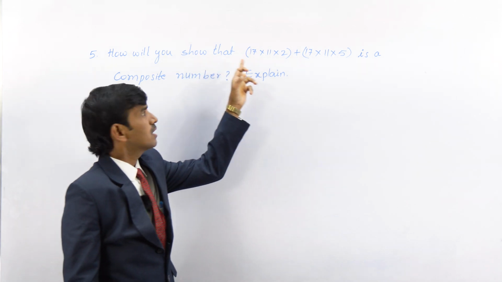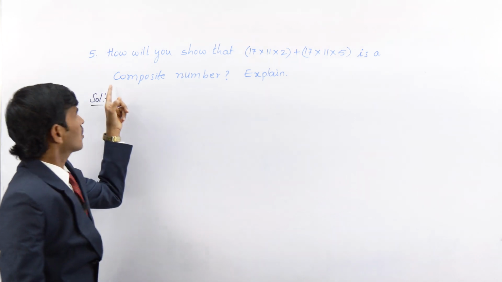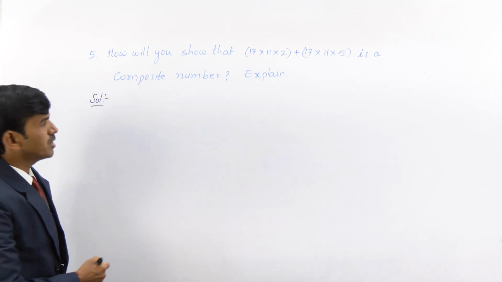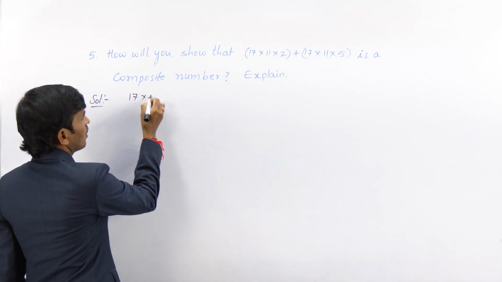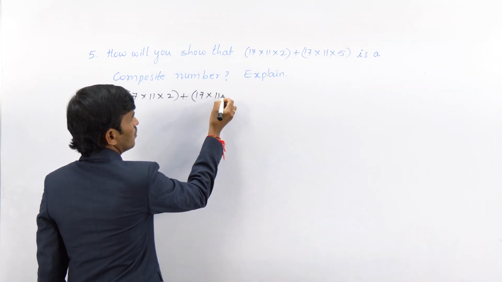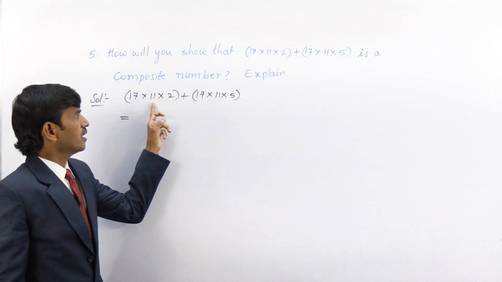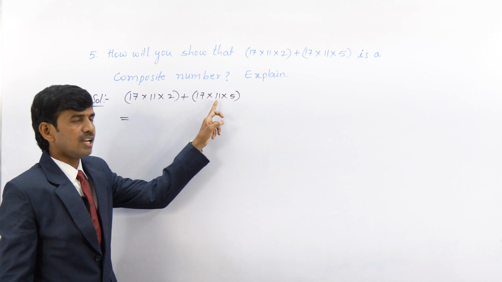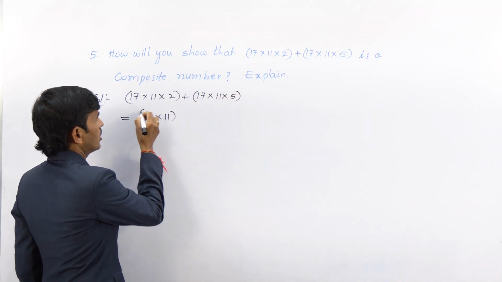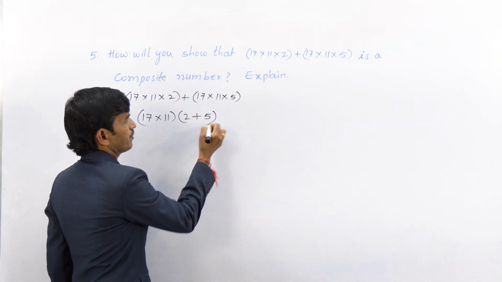How will you show that 17 into 11 into 2 plus 17 into 11 into 5 is a composite number? Explain. Here let us consider the given numbers, that is 17 into 11 into 2 plus 17 into 11 into 5. It can be expressed by taking the numbers 17 and 11 as common. 17 into 11 as common, then what is left over in the first expression? 2, and in the second expression 5.